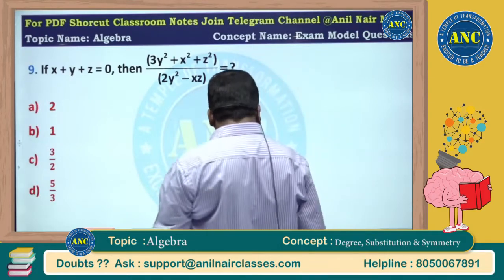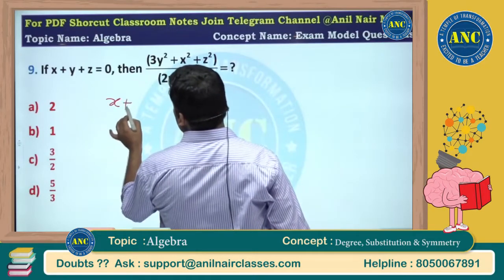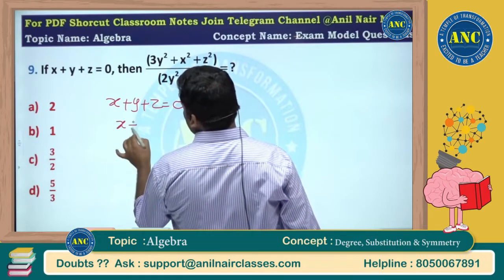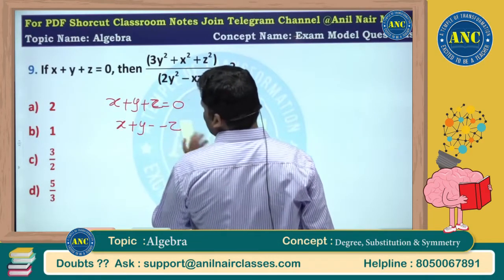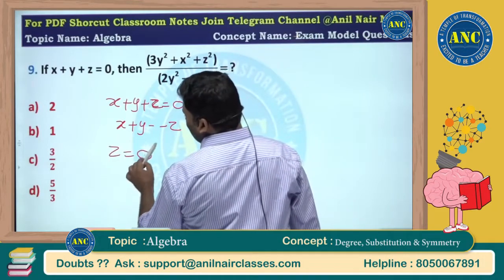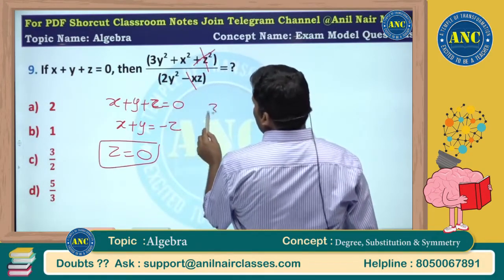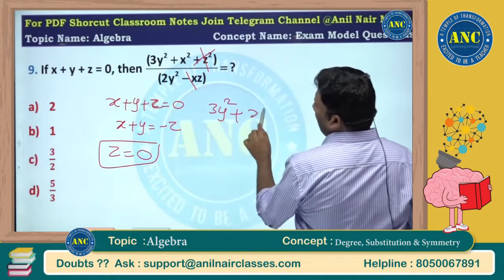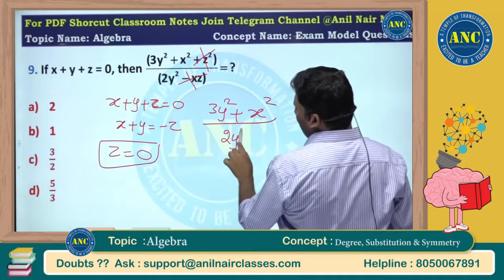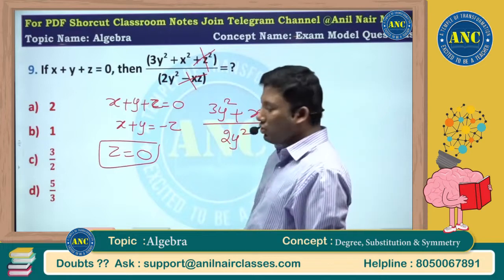Ninth one. If x plus y plus z is equivalent to 0, x plus y is equivalent to minus z. Make the dependent variable 0, z value 0. This is out. Finally remaining is 3y square plus x square divided by 2y square.